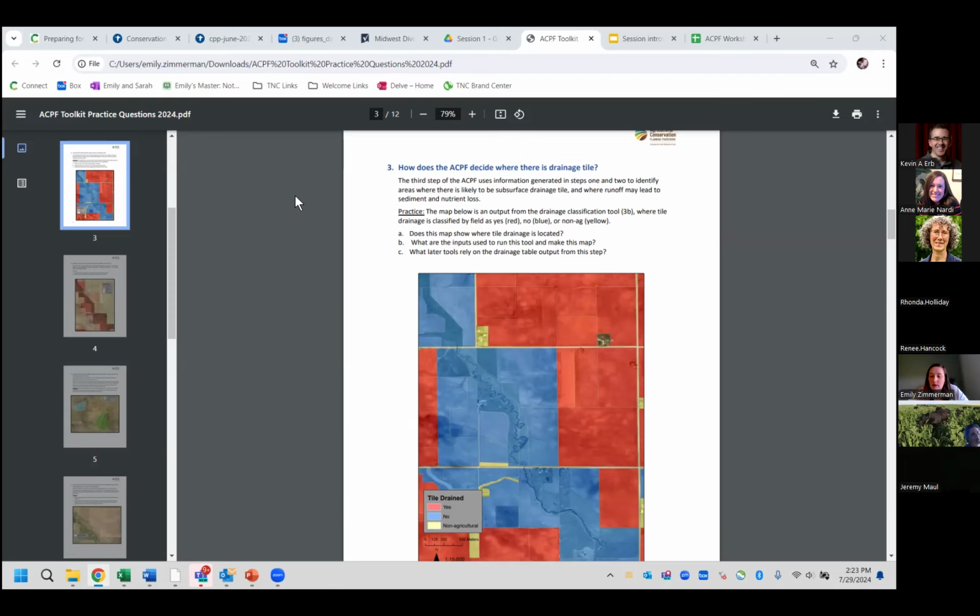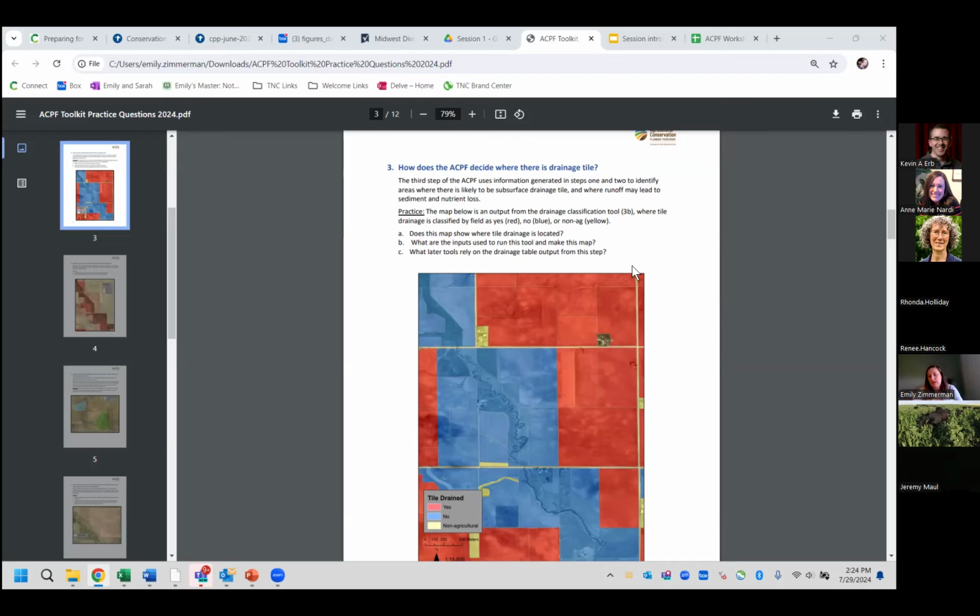All right, so question B in the chat. What inputs are used to run this tool and make this map? So what kind of inputs are required to make this map? What's the probability based on? How is ACPF indicating yes, it's probably or no, it's probably not? All right, I'm seeing the critical factors. Yeah, great. Okay. So Ryan summarized it really nicely, and Becky and Nazmul and Sarah, you got it right too.